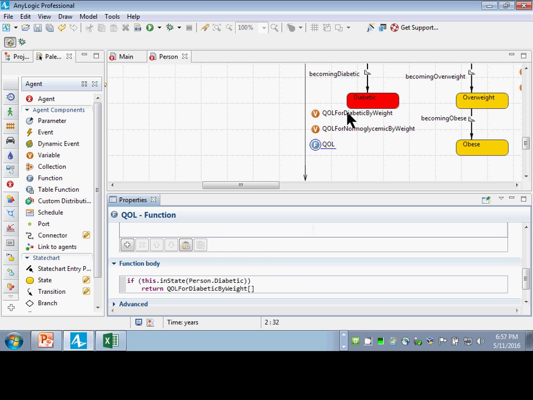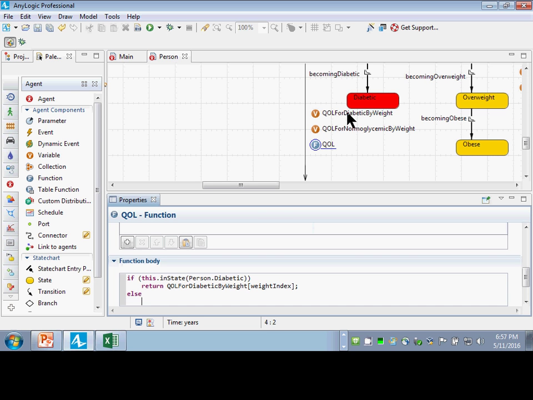Now, there's several ways that we could keep track of this. I'm just going to say weight index. And someone who's really smart is going to fill that in a bit. And that person is you. How you keep track of weight index, okay? And then we're going to say else. If I'm not diabetic, how do you think I'm going to report their quality of life? What am I going to look it up in? For normal glycemic, yeah. So we'll say quality of life for normal glycemic by weight, and it's going to say weight index, okay?